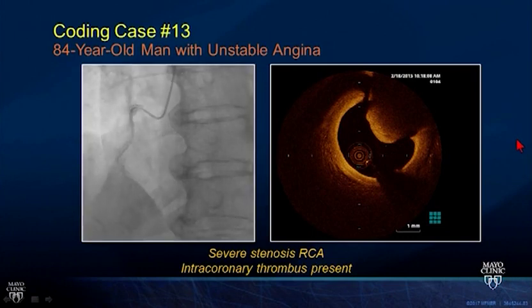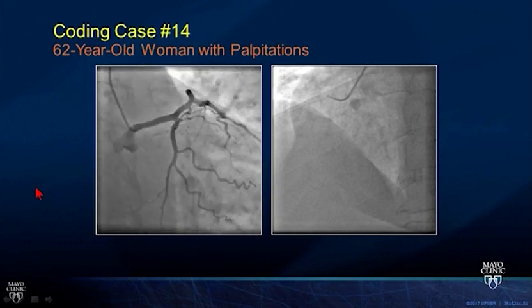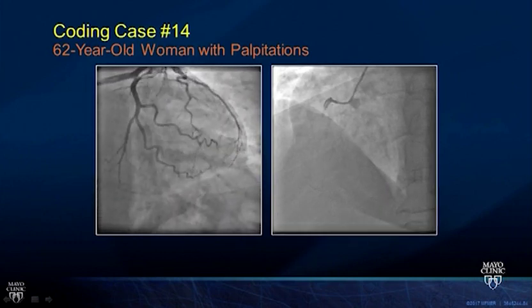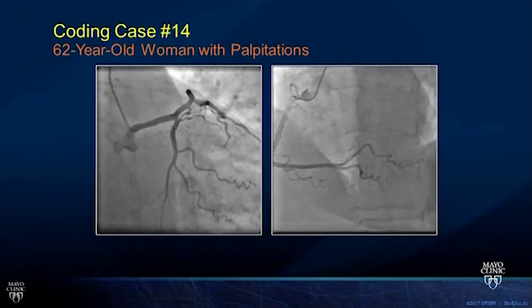So whenever you see a discrete filling defect, think about thrombus, especially in a patient who is presenting with an acute coronary syndrome. All right, and here's another case. Go ahead, and I will let you code this one. So go ahead and take 15 seconds to code this.